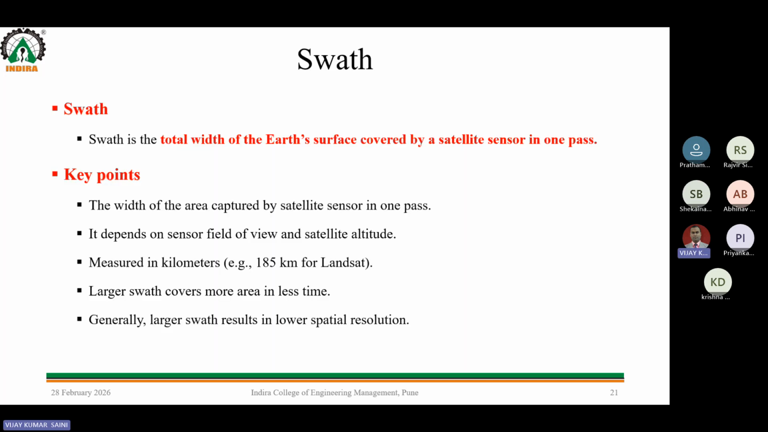Now swath, talking about the theoretical way, it is the width you get from the projection from above. Swath is basically the width area through which the satellite projects.